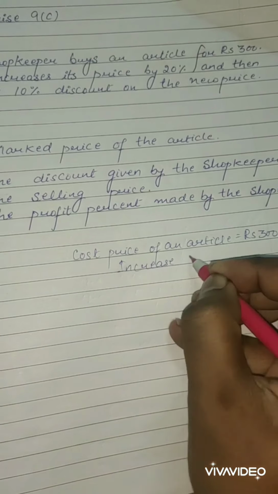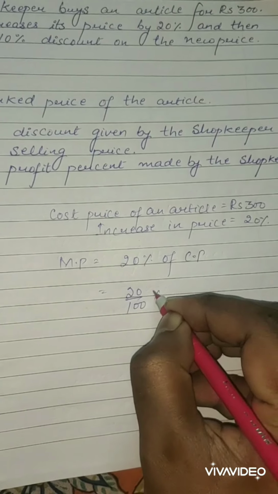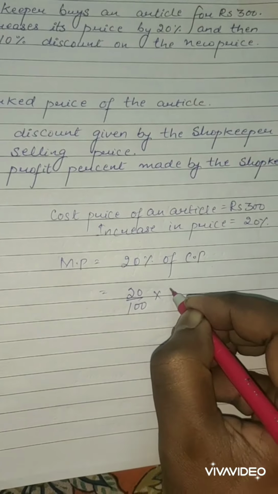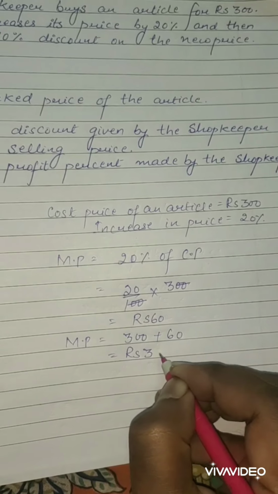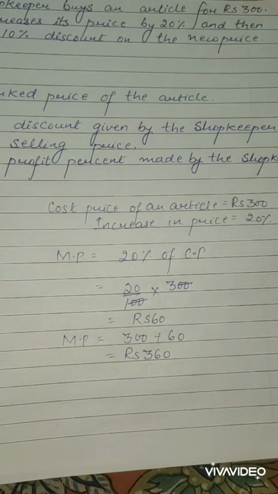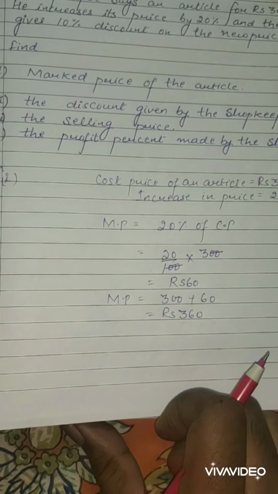Clear? So the mark price will be 20% of CP, meaning 20 upon 100 into CP, that is cost price. These zeros will be cut, then this is rupees 60. So the mark price will be 300 plus 60, that is rupees 360. I hope it is clear. Now let's see the second part.